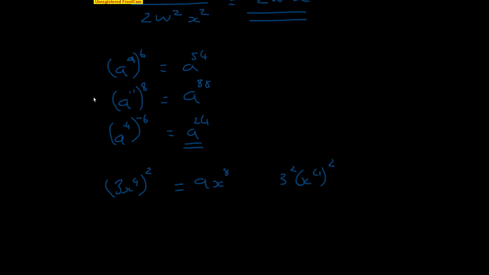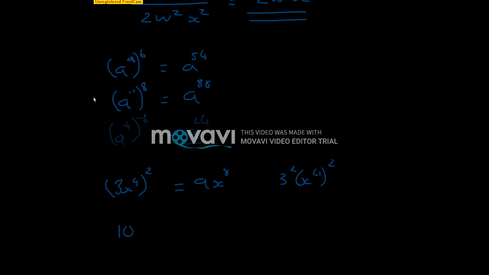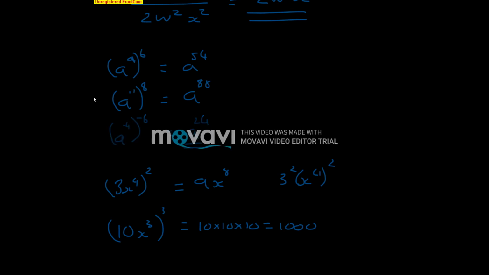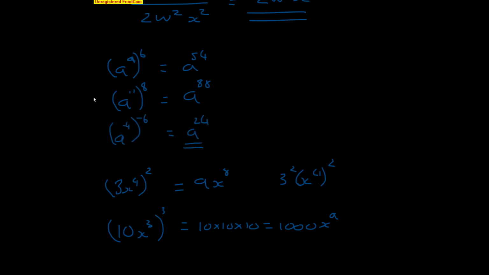Another example like that. So say we've got 10x cubed. Okay, so 10 cubed is 10 times 10 times 10. So that's going to give us 1,000. And then x cubed is 3 times 3, which is going to give us 9. 10 times 10 times 10 is 1,000. Nice and straightforward.